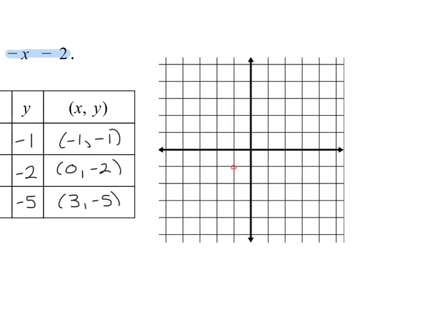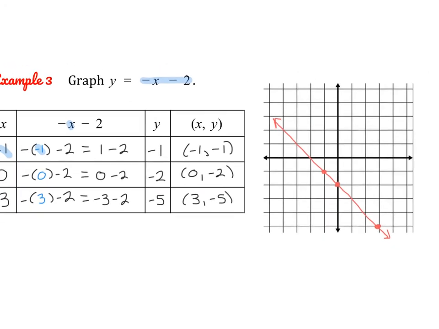Negative 1 is right here. 0, negative 2 is right here. And 3, negative 5 is down here. And you could see that when we connect these dots, they do in fact make a nice straight line. Please also make sure to add little arrows on the ends of your line. This shows that if our graph was big enough, it would just continue going in the same direction in that straight line. So we are always going to add those little arrows onto our graph.